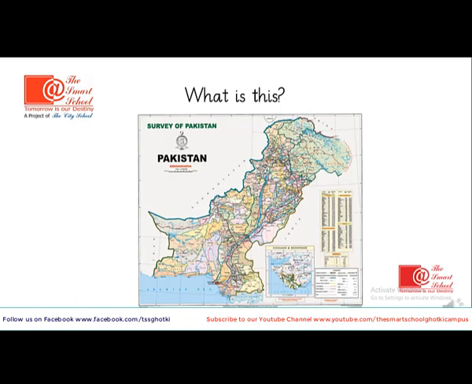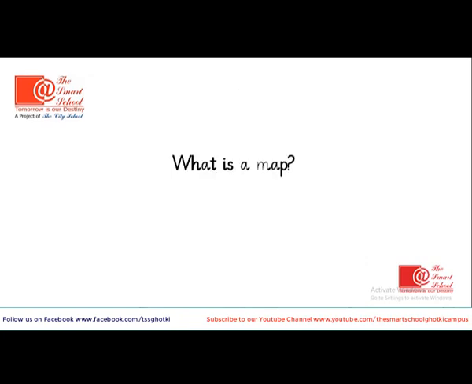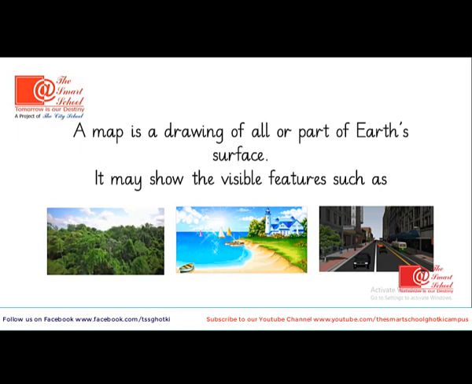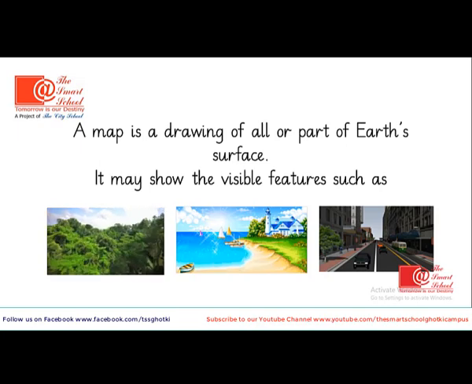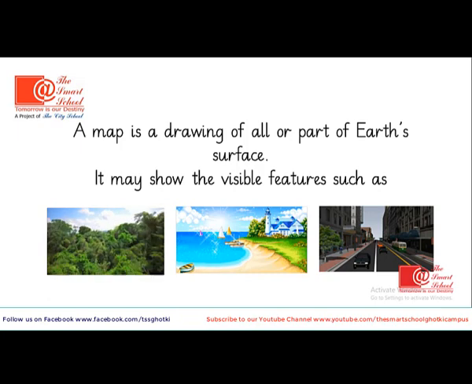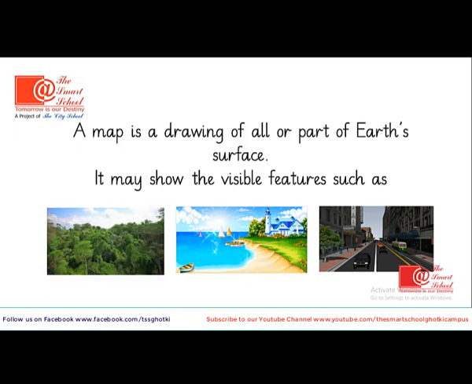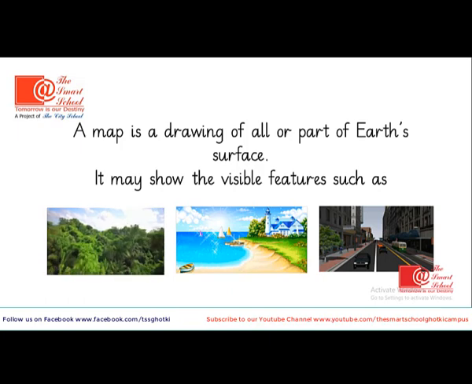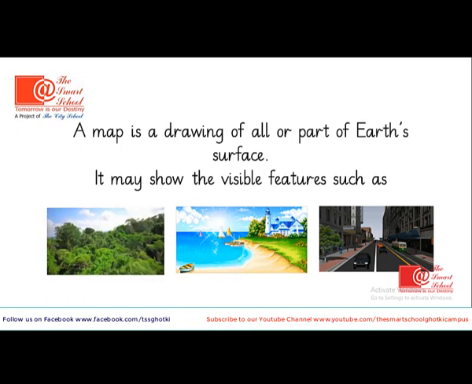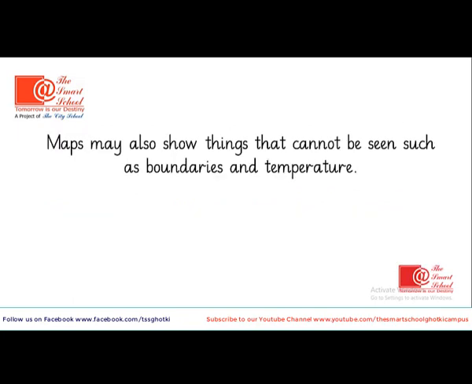So students, what can you see on the screen? Yes, it's the map of Pakistan. What is a map? Yes, a map is a drawing of all or part of Earth's surface. It may show the visible features such as forests, rivers, roads. Maps may also show things that cannot be seen, such as boundaries and temperature.